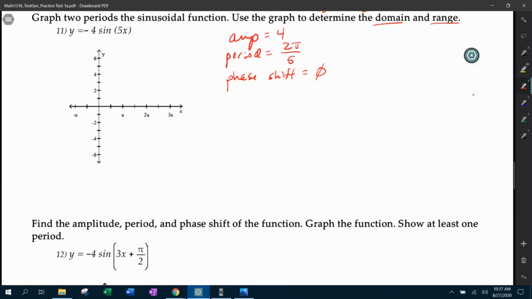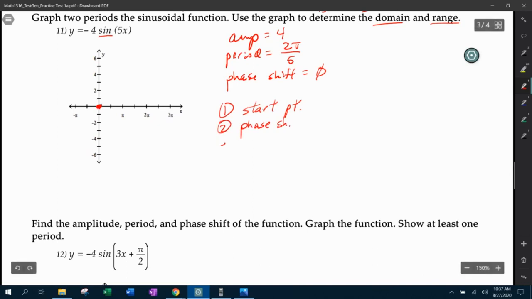And so we're going to go through the 6 steps of graphing a trig function, okay? First step, the starting point. Sine starts at the origin. That's the first step, starting point. Second step, phase shift. But there is no phase shift, so that means this point is going to stay where it is. Step number 3 is the wavelength.